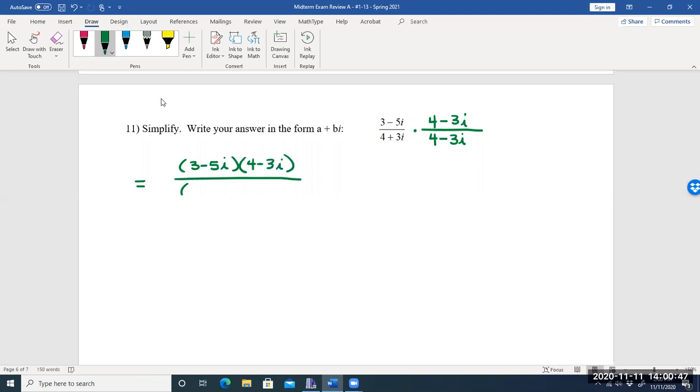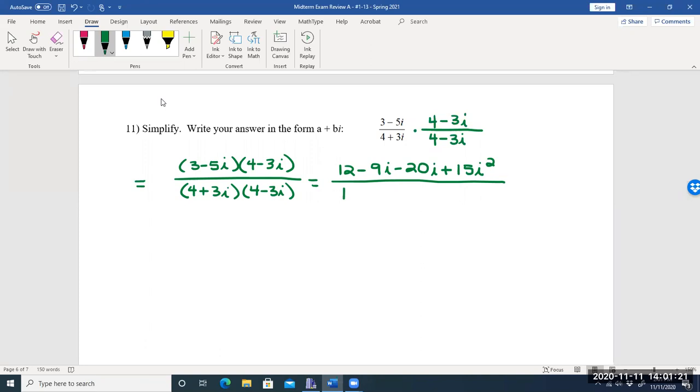And just remember that whatever you multiply the denominator by, you also have to multiply the numerator by. So you got to multiply by the same thing, top and bottom. All right, in the numerator, when I FOIL, I get 12 minus 9i minus 20i plus 15i squared, because we have a negative 5i and then a negative 3i, so two negatives make a positive.